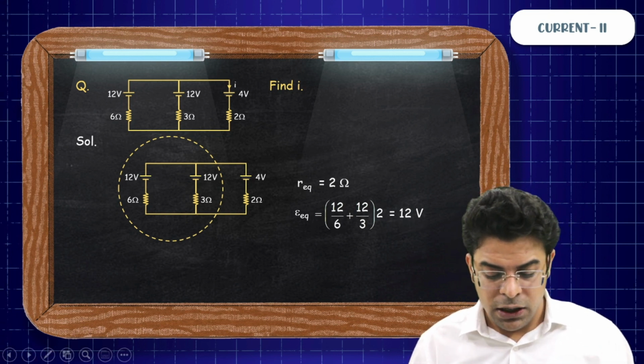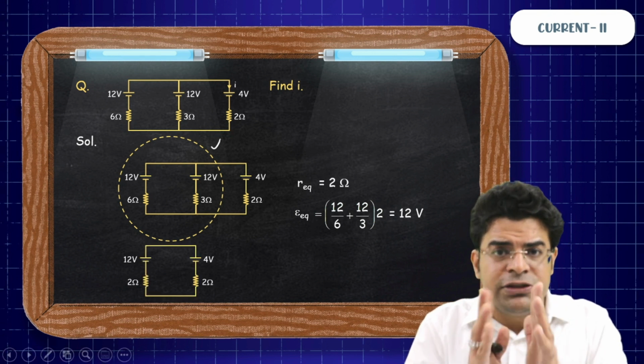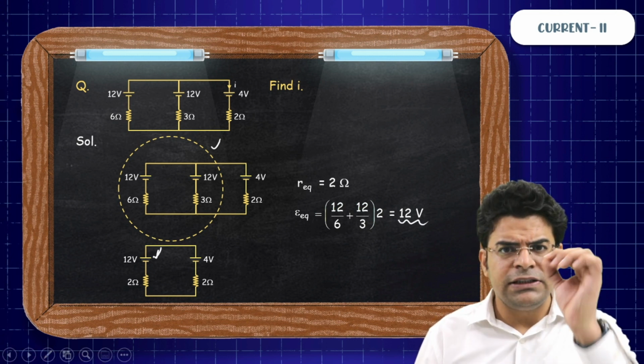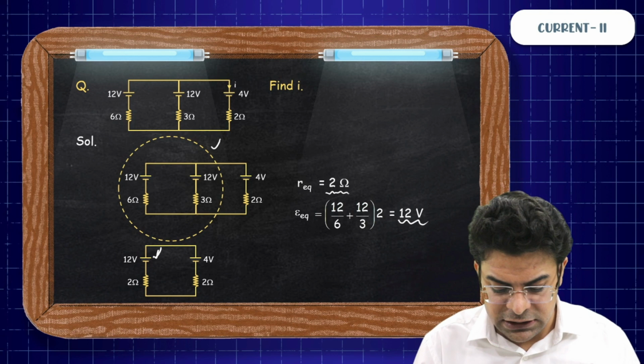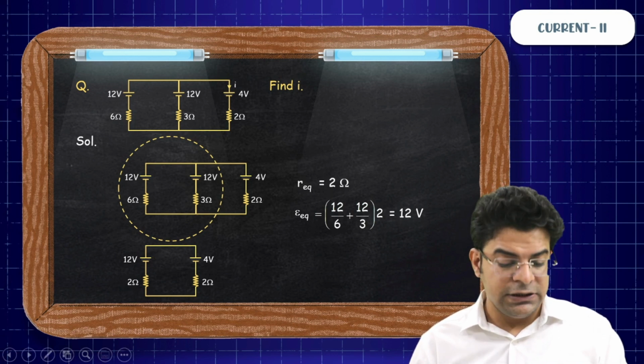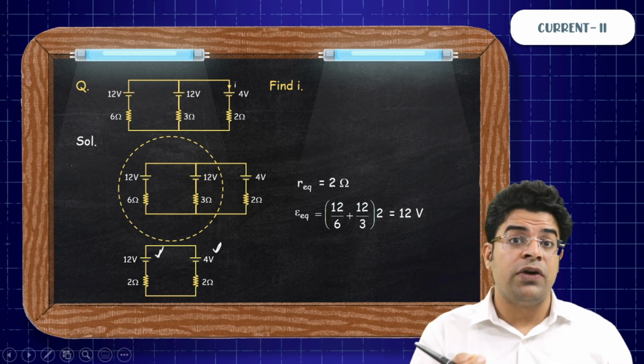Okay. Now once you have combined these 2, do not think of them separately. Just think a single cell of EMF 12 volt and a single cell of internal resistance 2 ohm. Now tell me what will be the value of I. So you will say this 12 volt tries to drive current clockwise, while the 4 volt tries to drive current anti-clockwise.